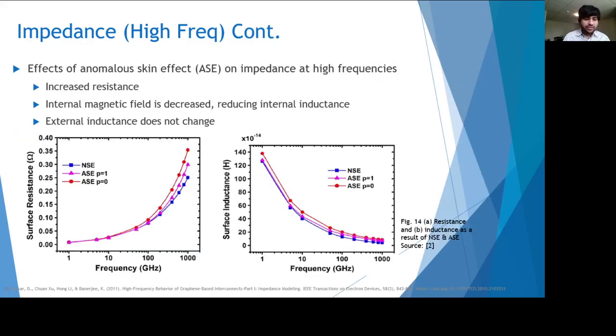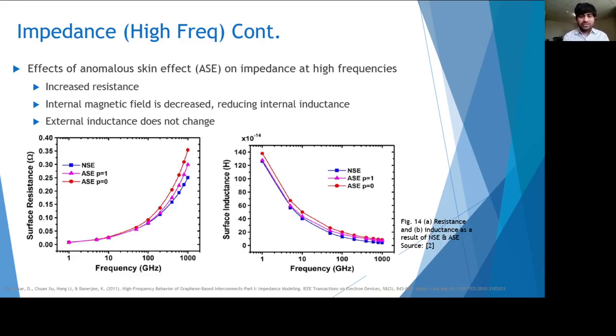Here we have a comparison side by side of NSE and ASE. For resistance, you can see that because of ASE, at p equals 1, the resistance is higher compared to NSE, and the inductance is also higher. It's definitely better to have full scattering at higher frequencies because of the ASE effect. That's odd, because if you had NSE and full scattering, it would be worse. So graphene is unique in that case.